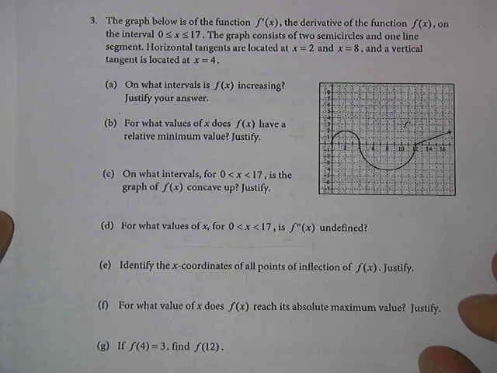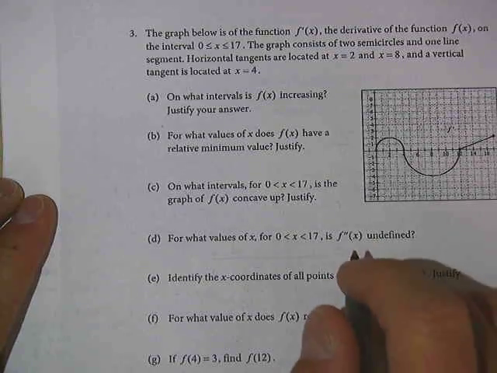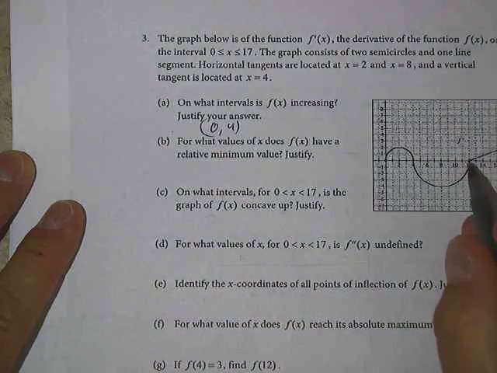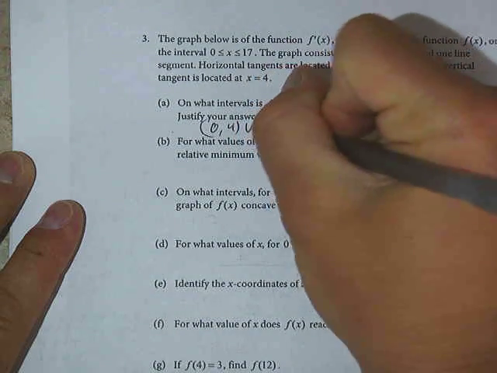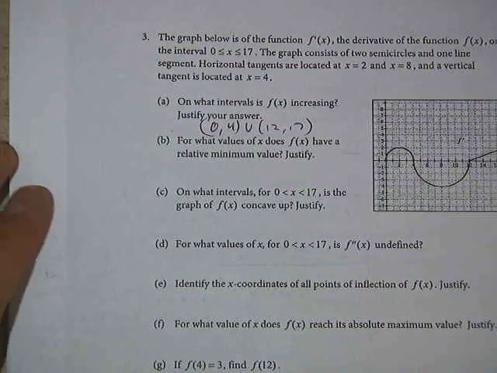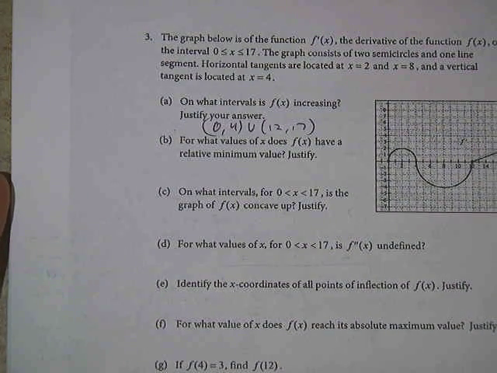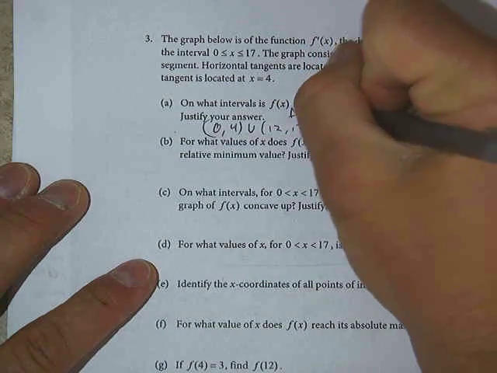We got the graph of the function. The graph below is the function f prime, so we have a derivative graph. And we're going from 0 to 17. We've got 2 semicircles, 1 line segment, horizontal tangents at 2 and 8. Vertical tangent is at x equals 4. Okay. And ultimately here we want to know on what intervals is f increasing.